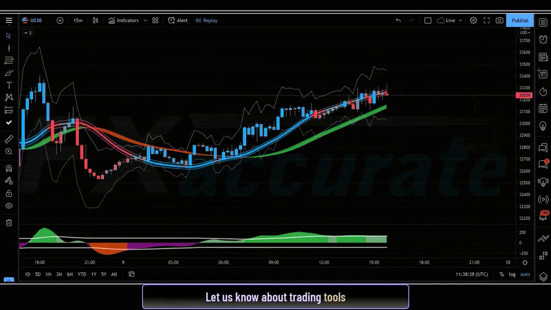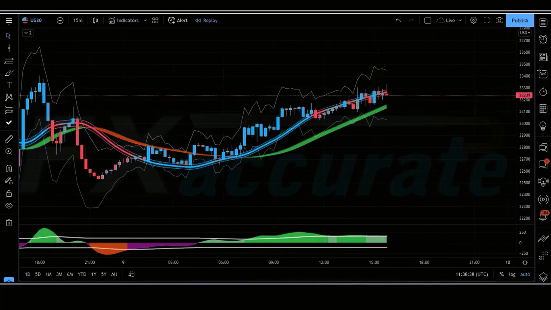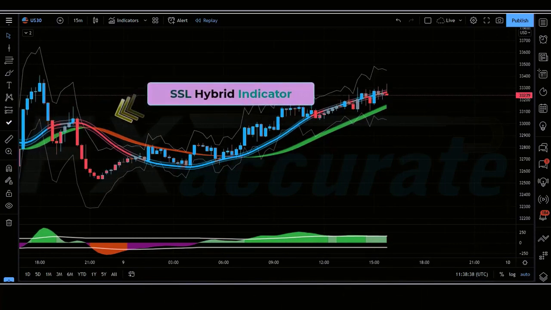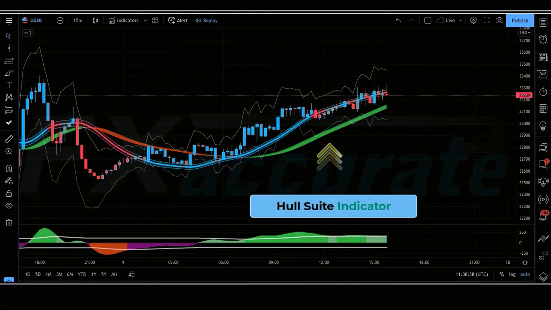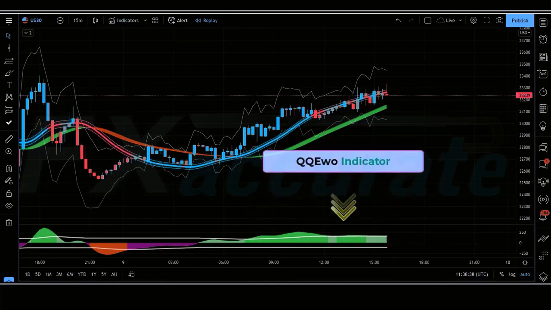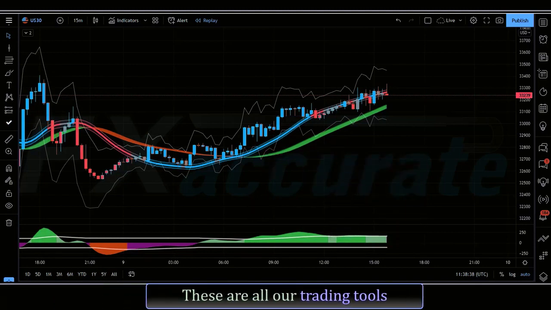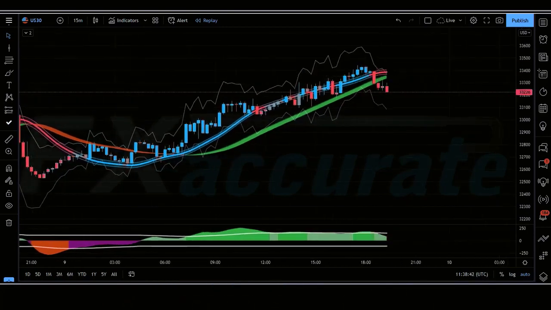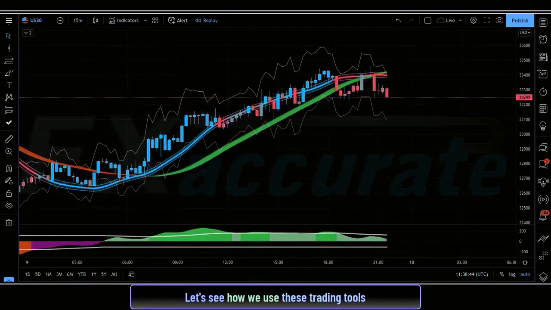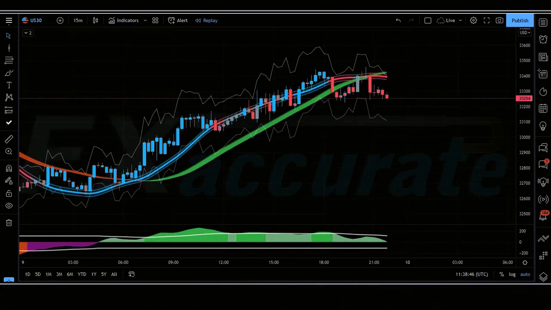First of all, let us know about the trading tools. The pink and blue lines indicator we see in the chart is called the SSL hybrid indicator. The red and green lines indicator we see in the chart is called the Hull Suite indicator. And the indicator at the bottom we call QQE MOD. These are all our trading tools. Further, we will explain the trading setup. Let's see how we use these trading tools. Let's start.